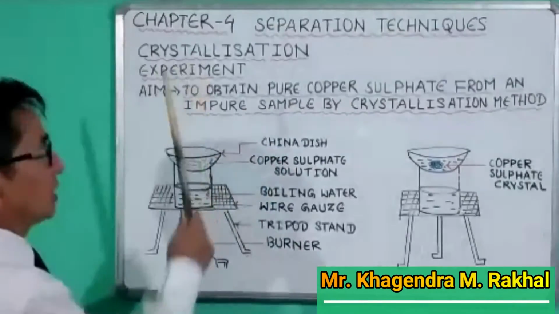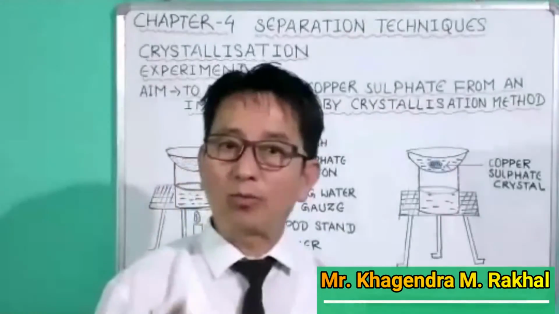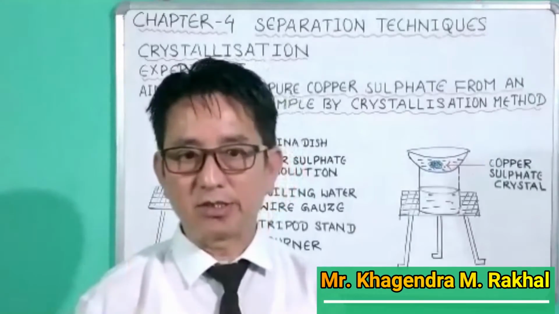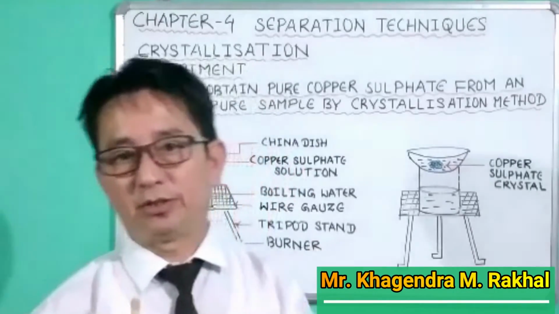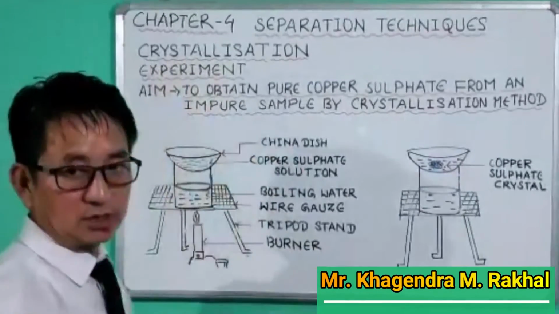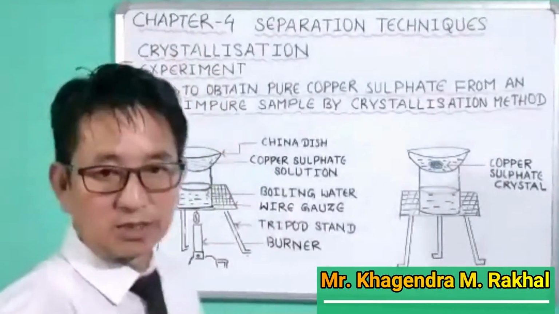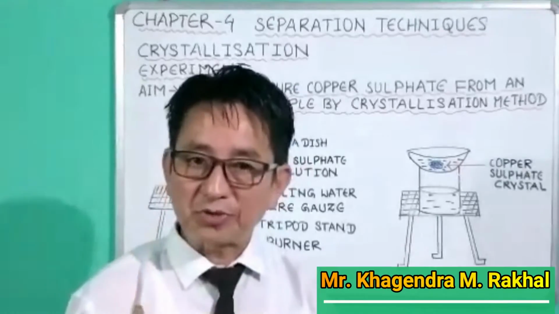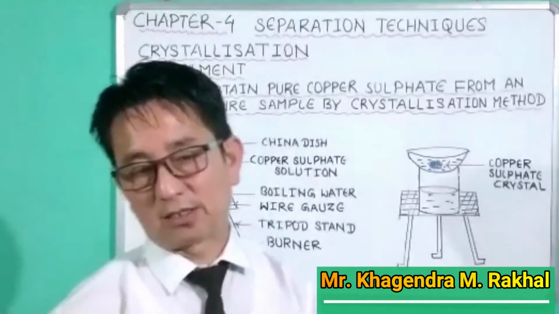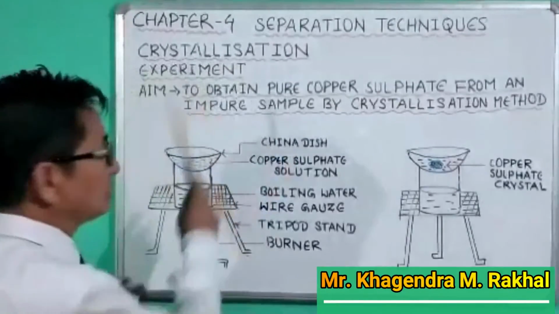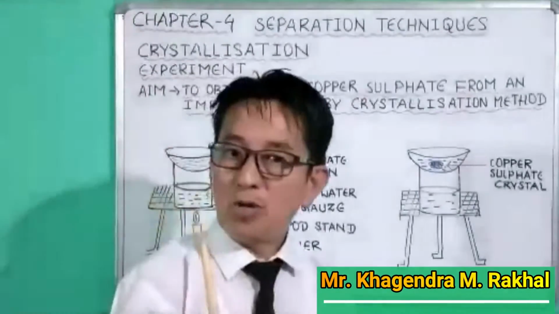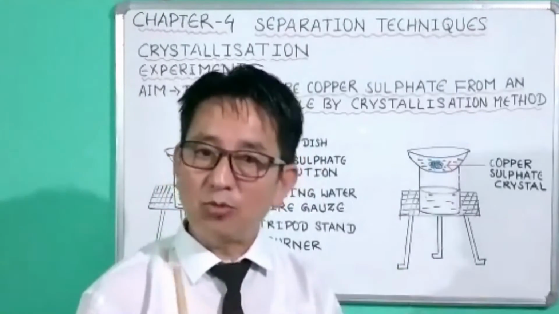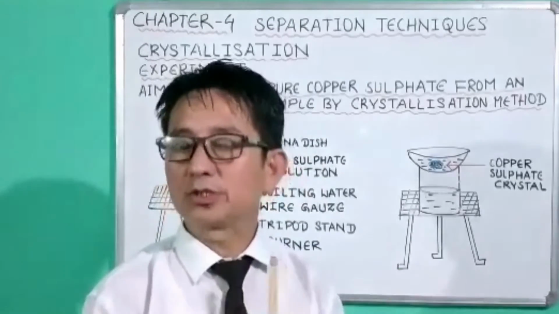Now what is crystallization? The process of cooling a hot saturated solution of a substance to obtain crystals is known as crystallization. The process of crystallization is used for obtaining pure substance from impure substance. Now, procedure for crystallization. First step, impure solid substance is dissolved in a minimum quantity of water to obtain solution.